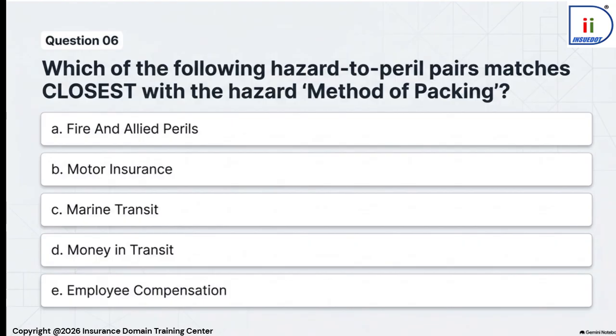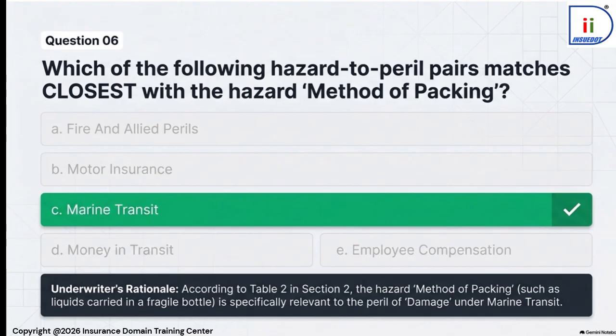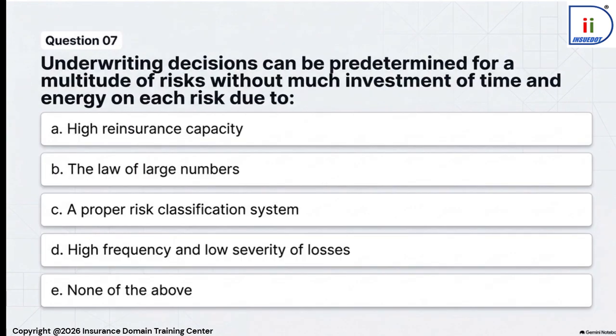Have you chosen the answer? Pause the video if you need some more time. The correct answer is option C, marine transit. The hazard, method of packing, such as liquids carried in a bottle, is specifically relevant to the peril of damage under marine transit. Next question, question number 7.